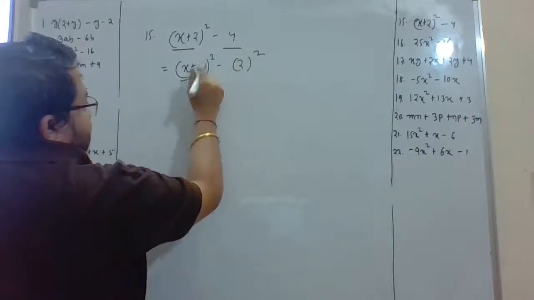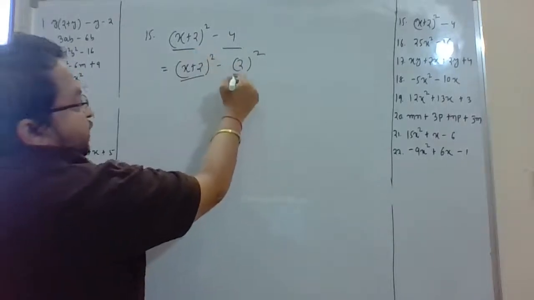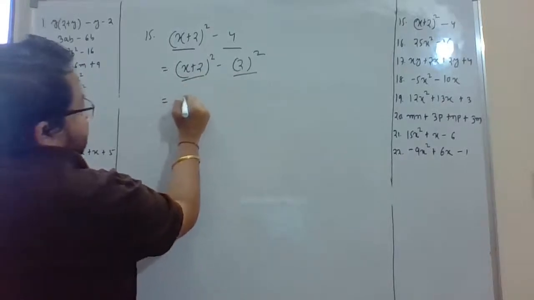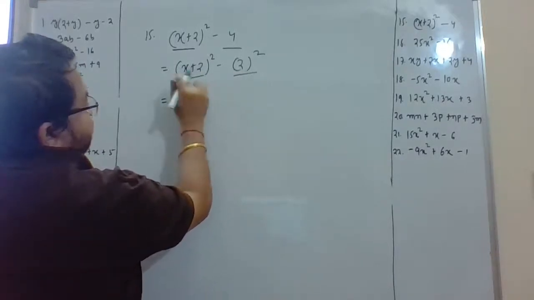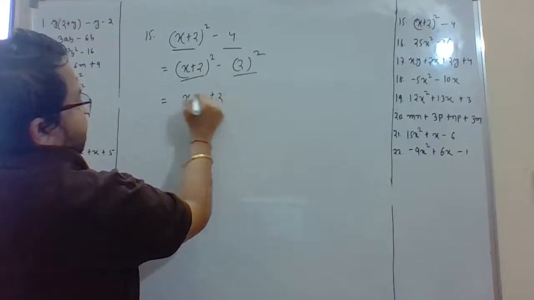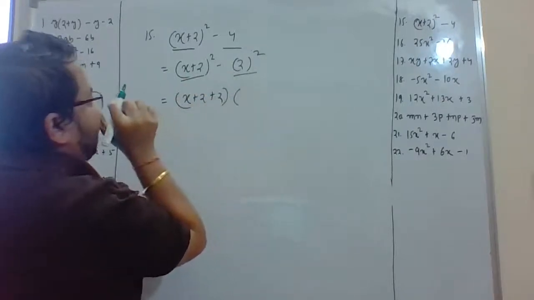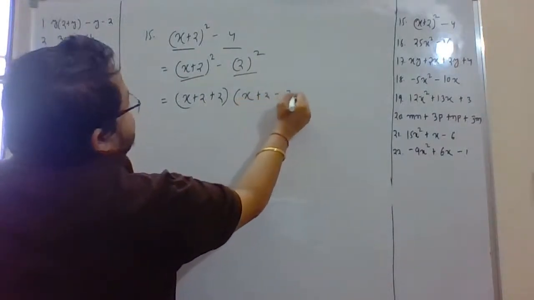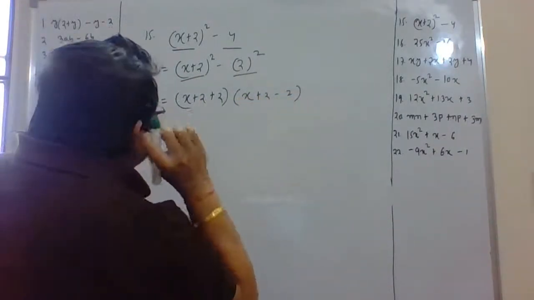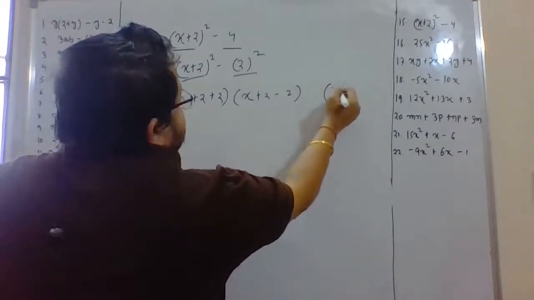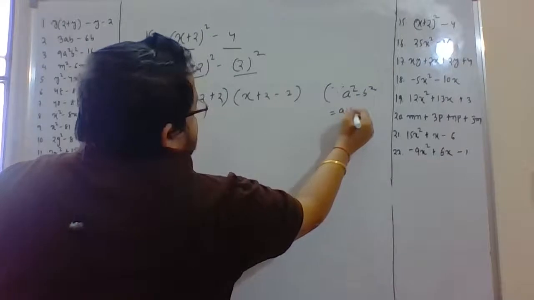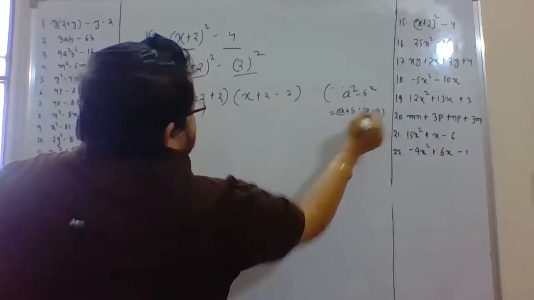So this is one term. So I can say this is a square and this is b square. There's a negative sign. So I can say this is nothing but x plus 2, a plus b, into a minus b, that is x plus 2 minus 2. And if you want, we should write the reason here that a square minus b square is nothing but a plus b into a minus b.